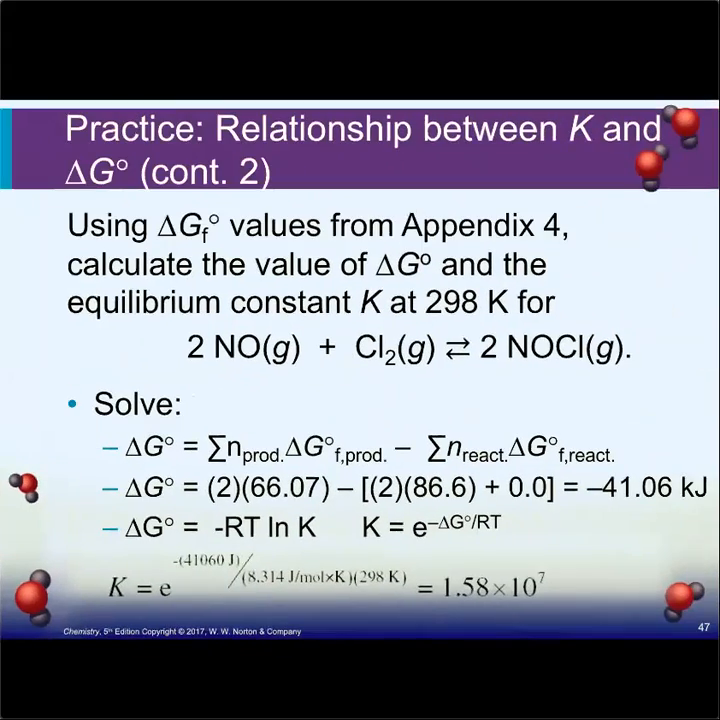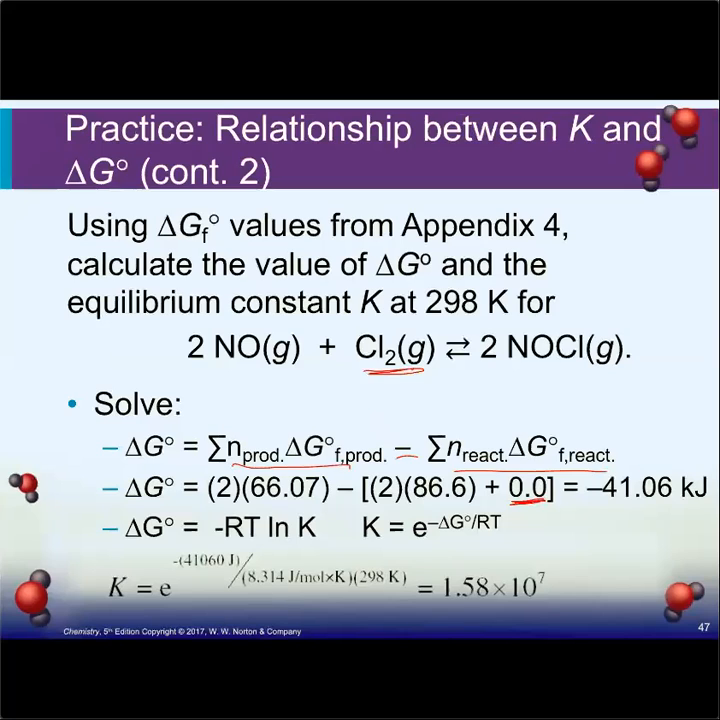Okay. So here are the calculations. We are going products minus reactants, and we're taking the values from the table. Notice again that in the reactants there's a 0, and that's because chlorine is in its standard state. If you use your table, you'll be able to get the value. It will tell you on the table that it is 0. If you think they forgot to give you this, just think about it again.